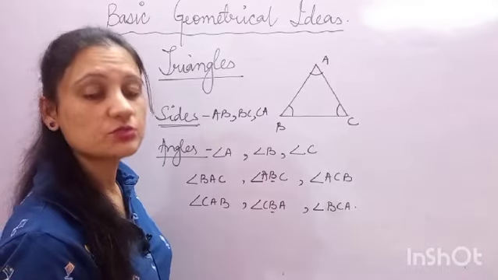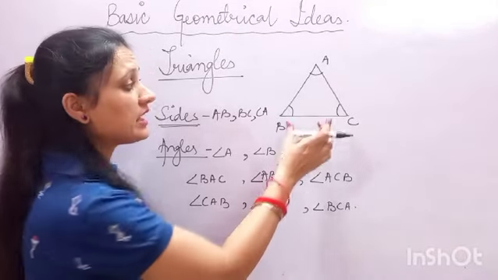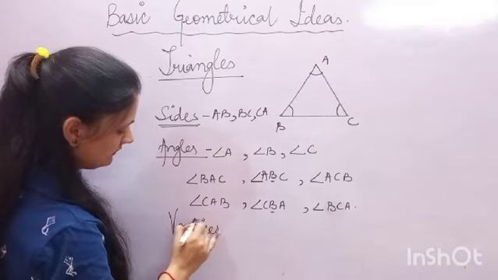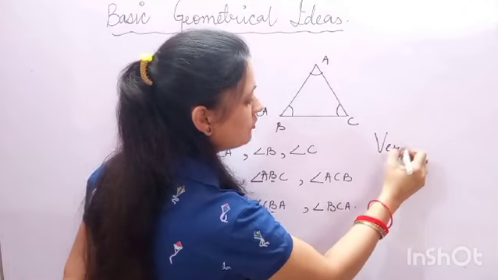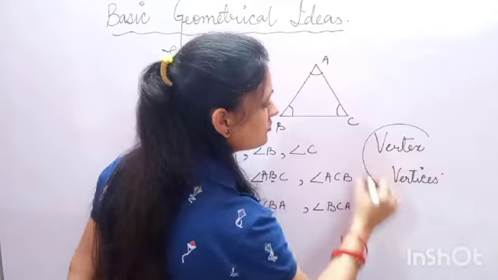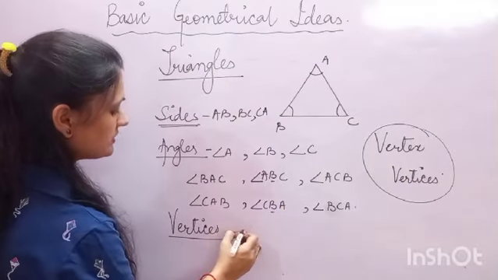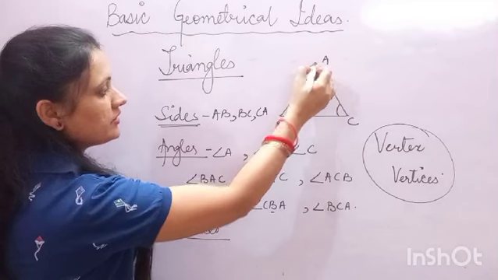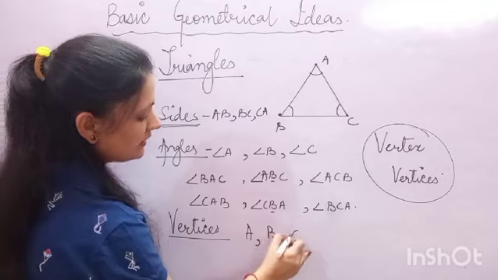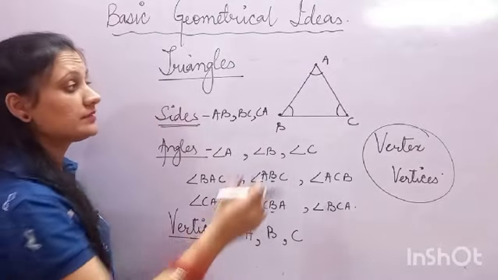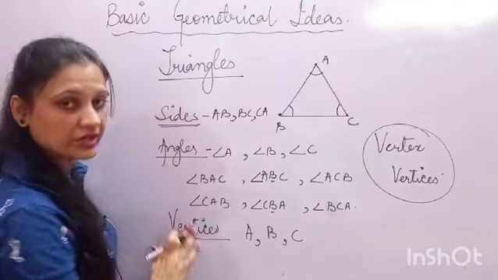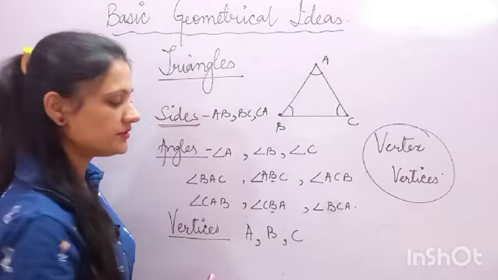Next are vertices. Vertices are the corners where two sides meet. Always remember one is called vertex and the plural is called vertices. Understood everyone? Clear? So how many vertices? 3. You can see 3 corners here. So vertices are A, B and C. These are the points where the two sides meet. Understood everyone? This is about triangle. Clear? Let us move ahead.